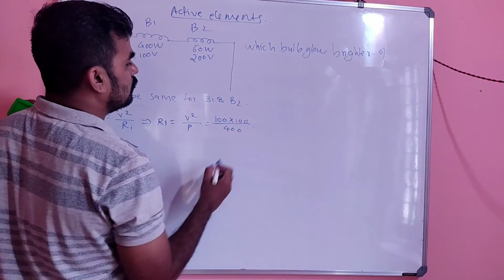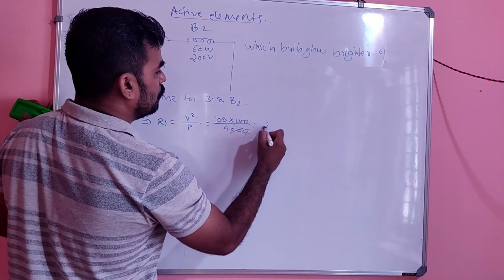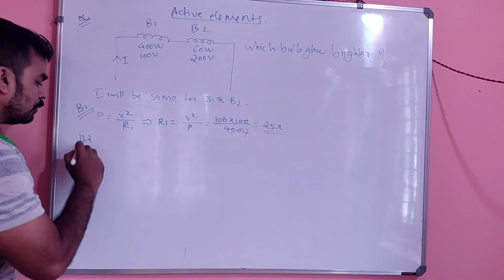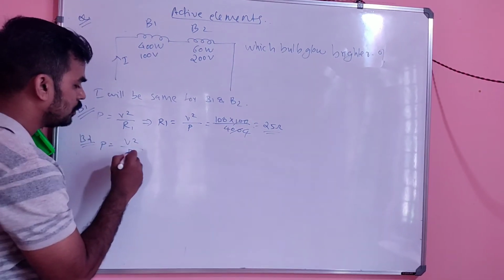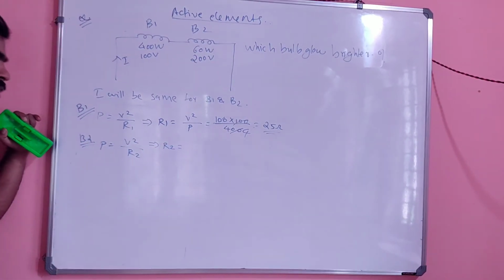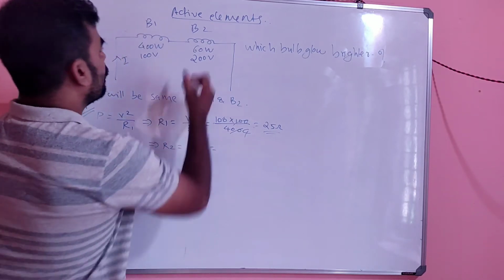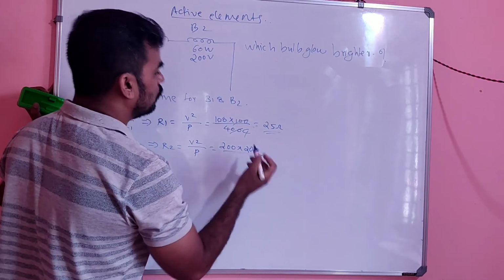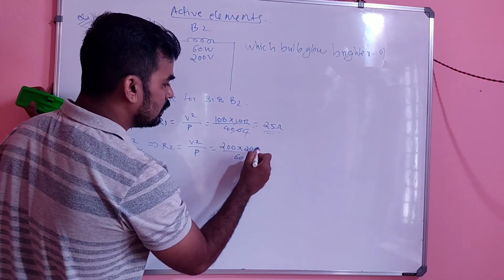P. It is nothing but like this. For B1 it is 25 ohm. And for B2, what is again the equation? P is equal to V square by R2, so that R2 will be equal to V square by P, which is equal to, what is V here? 200. So 200 into 200 whole divided by, what is P here? 60, right? So you can write like this.